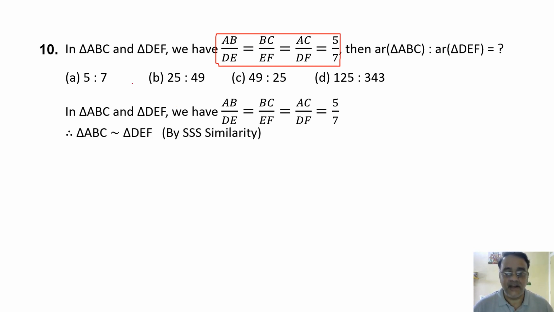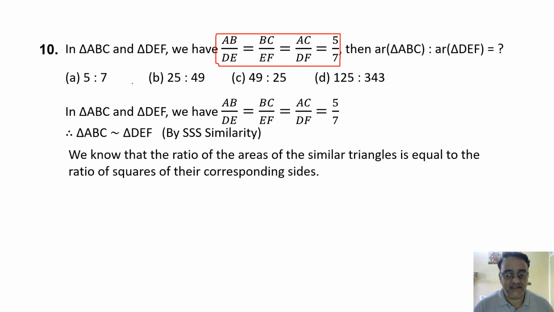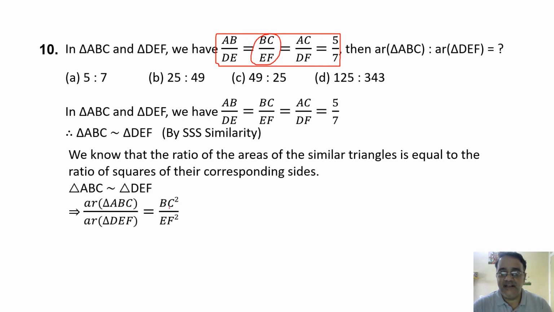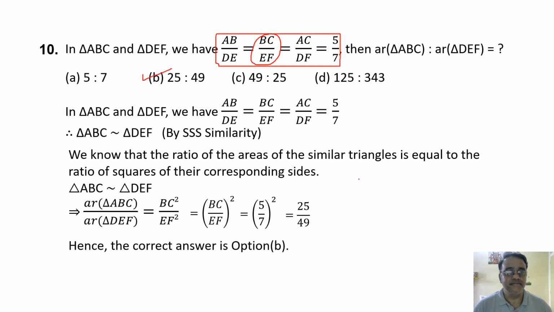So these two triangles are similar by SSS similarity. Now we can use theorem number 6.6: the ratio of areas of two similar triangles is equal to the ratio of the squares of their corresponding sides. So area of triangle ABC upon area of triangle DEF, we can take any one ratio. I'm going to take BC square upon EF square, which is BC upon EF whole square. Now BC upon EF is 5 by 7, so 5 by 7 whole square is 25 upon 49. Which option is the correct one? Option B.